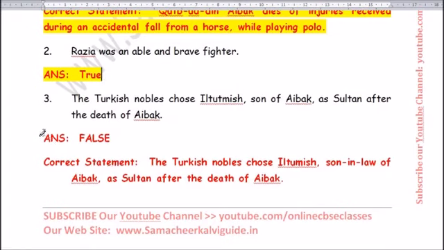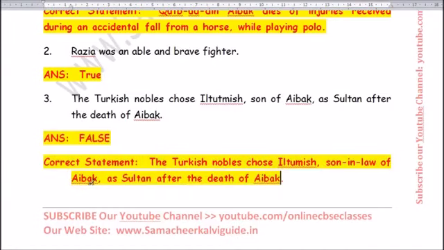Number 3. The Turkish nobles chose Iltutmish, son of Aybak, as Sultan after the death of Aybak. The answer is false. The Turkish nobles chose Iltutmish, son-in-law of Aybak, as Sultan after the death of Aybak. Iltutmish was not the son but son-in-law of Aybak.